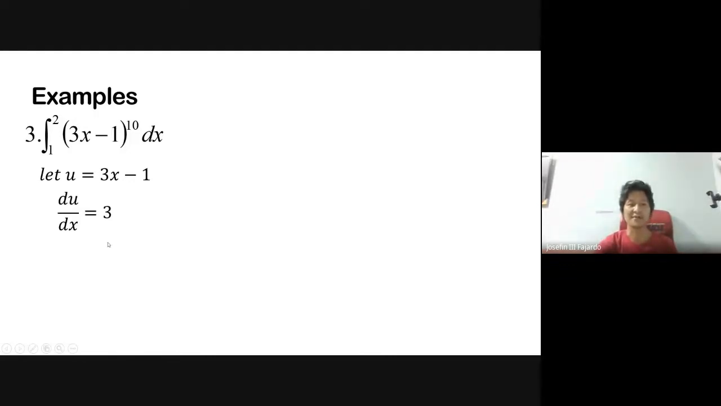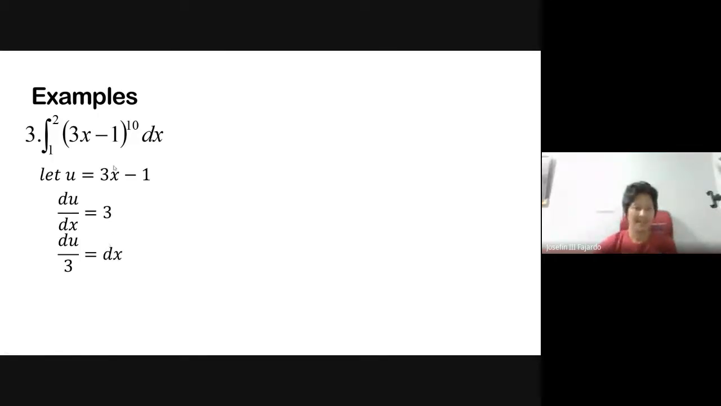Now, may dagdag lang sa atin dito kasi pag pinalitan natin ito ng u, hindi naman natin pwedeng gamitin pa rin yung lower and upper bound natin na 1 and 2. So we now have to replace that with the corresponding value of u. Kasi yung 1 na to ay para sa x. So when x is 1, ano yung magiging value ng u? Substitute lang natin dito para makuha natin yung value ng u.